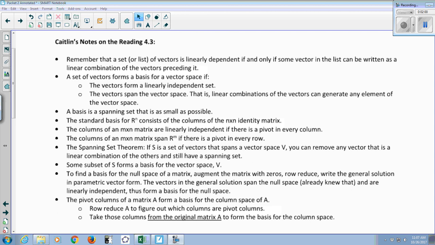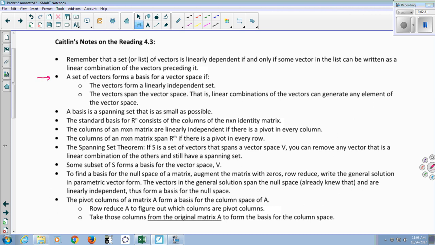Okay, so 4.3 is about the concept of a basis of a vector space. I'm going to jump over the first bullet. A set of vectors forms a basis for a vector space if the vectors are linearly independent and the vectors span the vector space. So that means that a basis is a spanning set that is as small as possible.